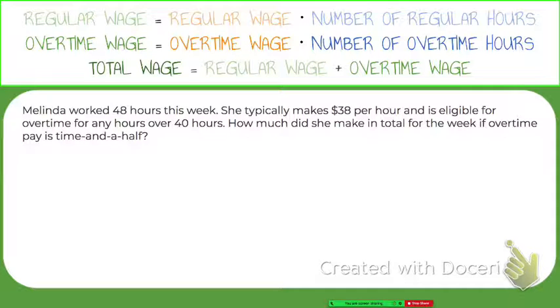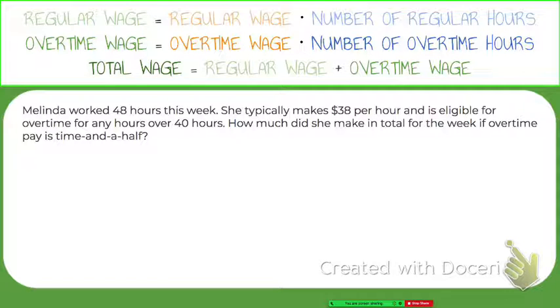Here we're given a question where we're asked to find the total pay for somebody that works overtime hours. So what we need to do is find their regular wage, how much they're paid for just the typical hours they usually work, and then their overtime wage, how much they're paid for those extra hours that are considered overtime. And then we're going to add those two together.